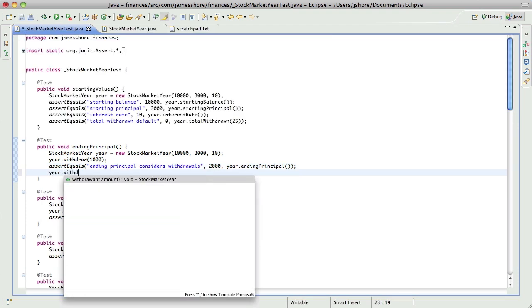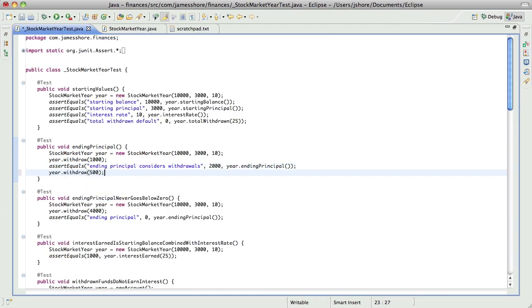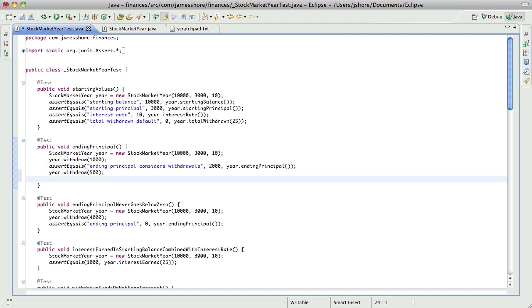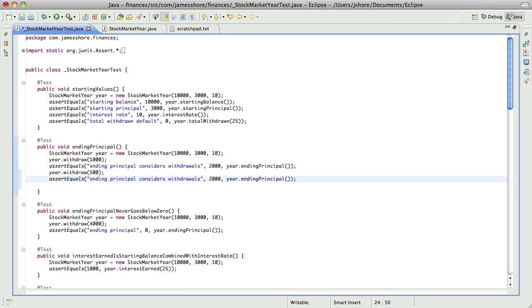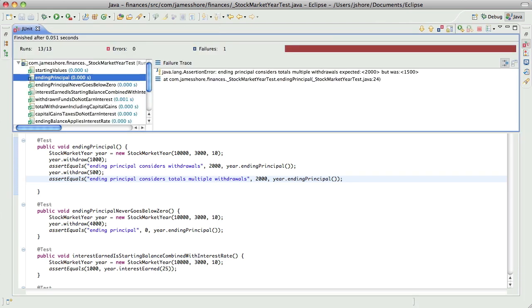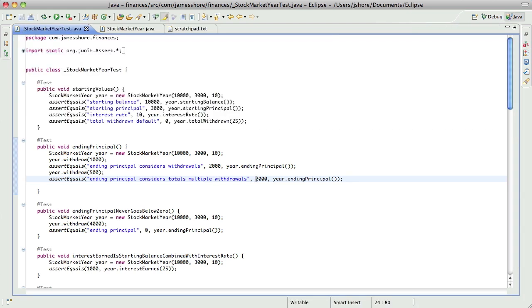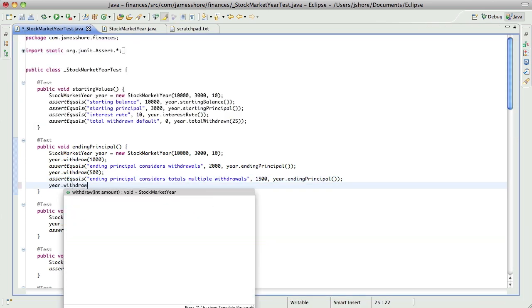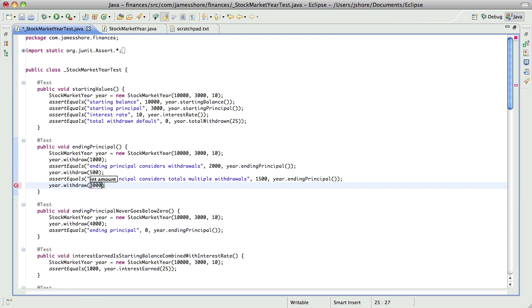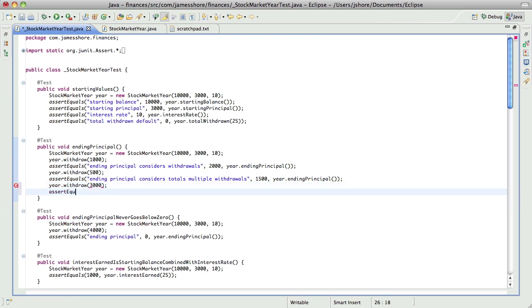We can withdraw another 500 and assert that ending principal totals multiple withdrawals. Like that. And we can withdraw 3,000 and assert that ending principal never goes below zero.